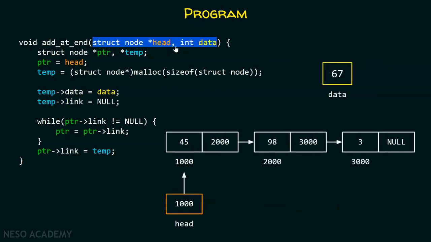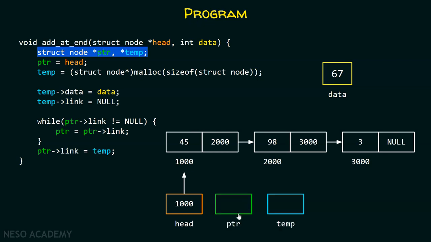We have this struct node star head and integer data. You can see over here, these are the pictorial representations of head as well as data. Data contains this value 67 and head is the pointer pointing to the first node of the list. We'll create two different pointers, PTR and temp, and these are the pictorial representations of PTR and temp. By this step, we are trying to assign the head to PTR. That means we are trying to assign this address 1000 to PTR, right? PTR is now pointing to the first node of this list after this step, right?